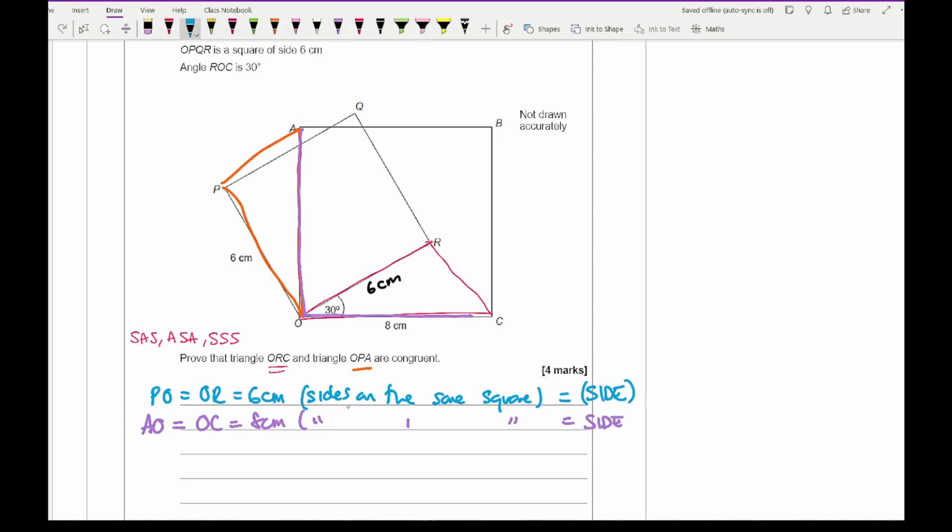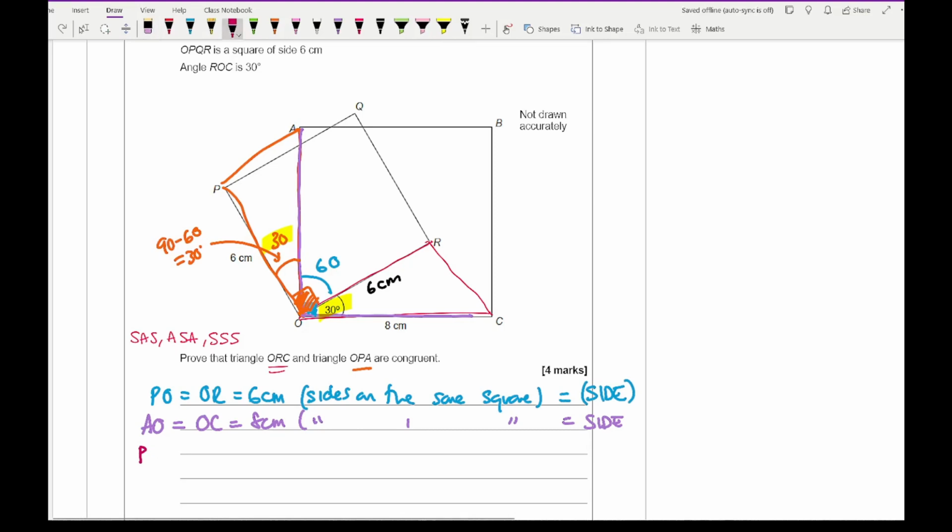Now if I look at this angle of AOC, I know that this angle here is 90 degrees, so I can then work out what this angle here is, which is 60 degrees. And then from this I can know that this angle here is also a right angle. So to work out what this angle here is going to be, I do 90 take away 60, which is 30 degrees. So therefore I can see that I've got 2 angles that are the same in both those triangles. So here I've got angle POA.